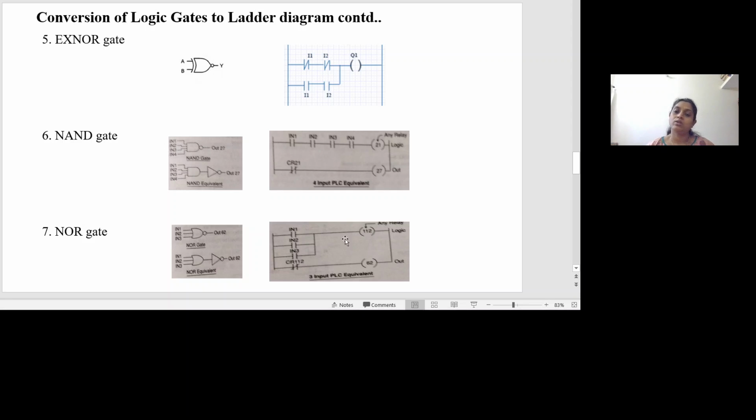Hence, whatever the output 112 coil you get, that energizes another contact CR112, and this is taken as an NC contact. That is, whenever the output 112 is energized, the contact CR112 will be energized and it will open.